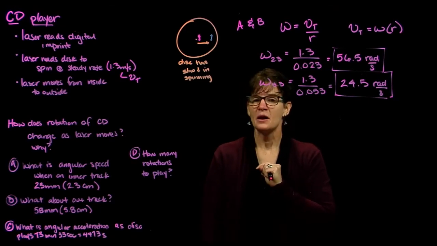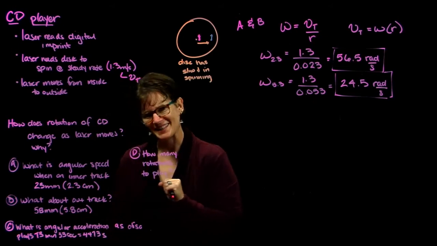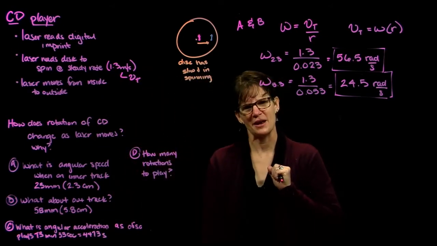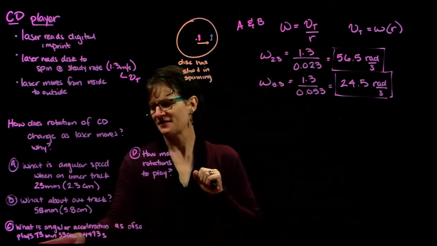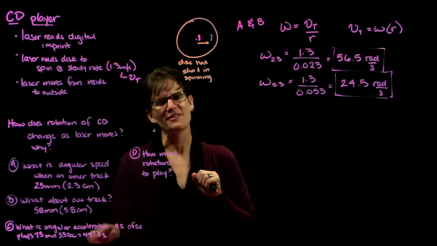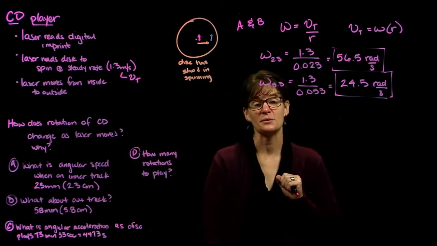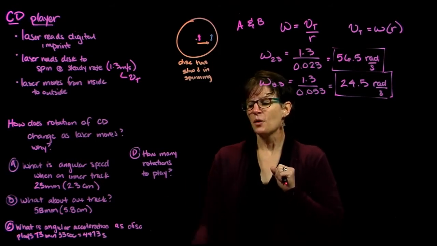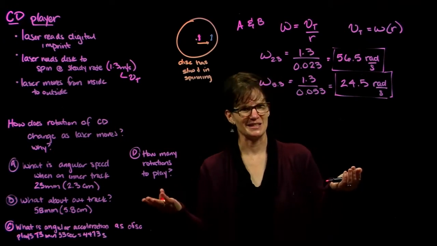Okay. Well, a CD on average plays for 73 minutes and 33 seconds. So they were, a good hour of jamming out to those CDs. If we do a conversion between 73 minutes and 33 seconds, I find that that's equal to 4,473 seconds. And go ahead and practice that conversion. So over that time, what is the angular acceleration of the disk?